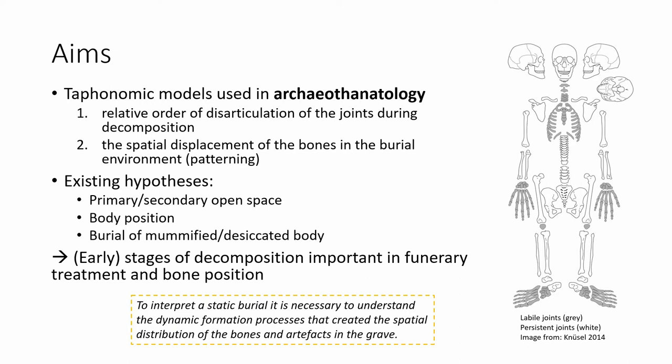So I set up an experiment where we can test the different variables that influence these processes in decomposing remains. And I focused specifically on certain existing hypotheses in archaeotanatology. The first one is very closely related, or overlapping really, with Clara's, which is great because we have comparative data, on primary and secondary open space around the body. Primary being open space that was available once someone was buried, so for example, the interior of a coffin. Secondary open space being space that is created or happens throughout the process of decomposition of the body.